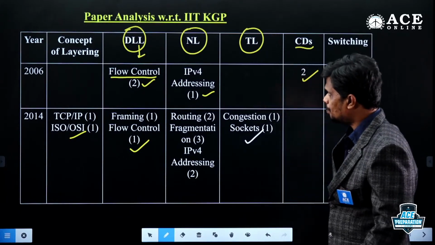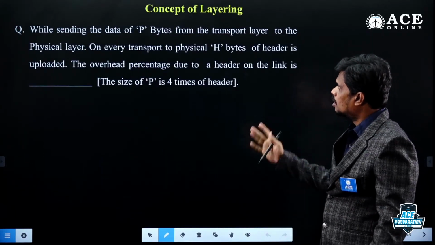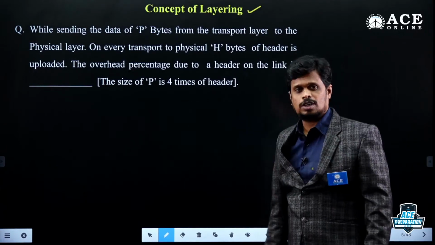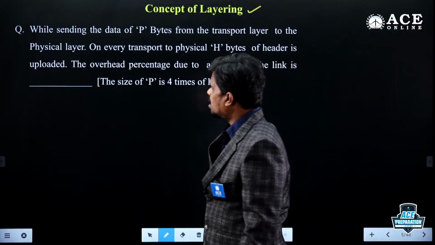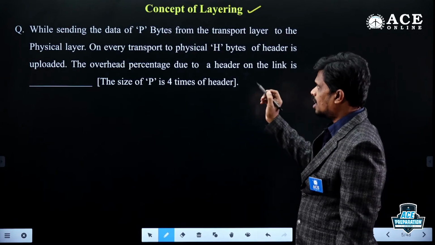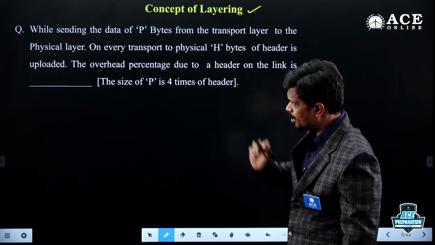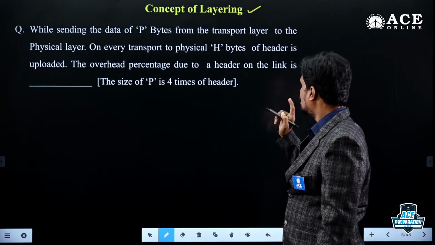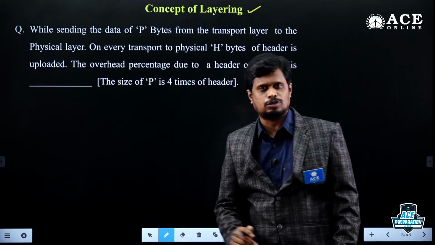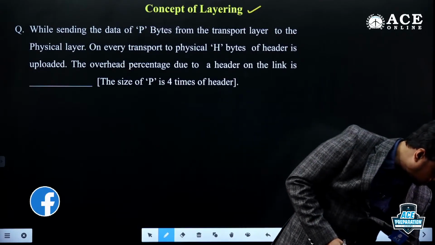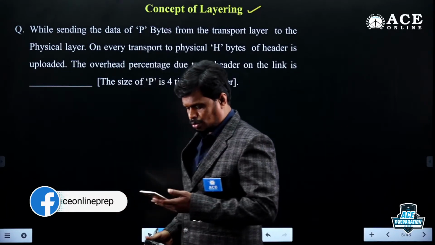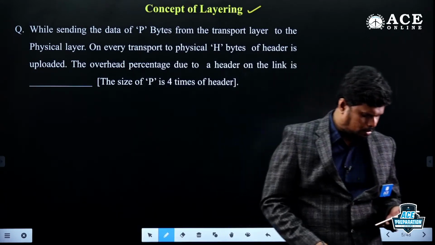So look at the first question. This is the question we have from the concept of layering. Look at this question statement and let me know what the answer is. While sending the data of P bytes from the transport layer to the physical layer, on every transport to physical, H bytes of header is added. The overhead percentage due to the header on the link is, if the size of P is 4 times the header. So this is the question you have. Let me get replies from you. Can I know what the answer is? Waiting for your responses. Yes, Kushendra, good evening. So what is the answer for this question?